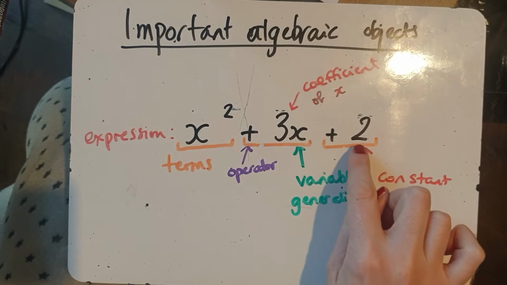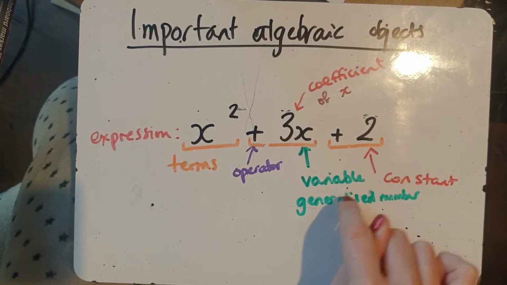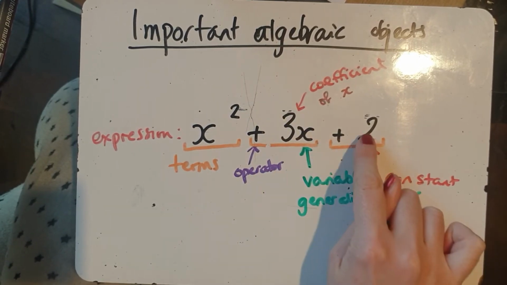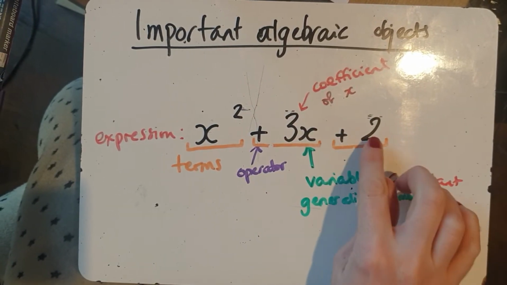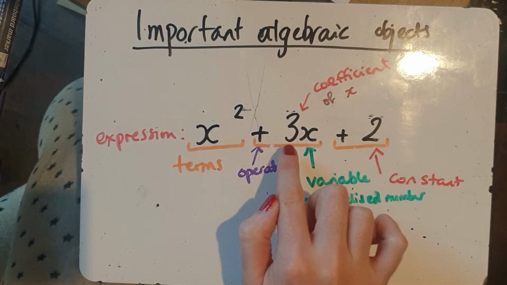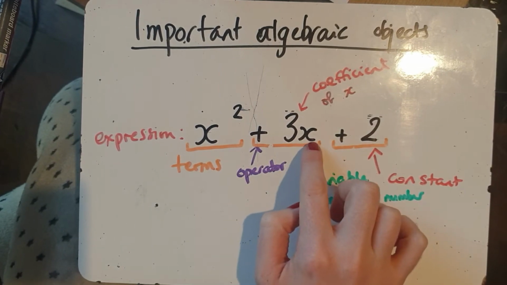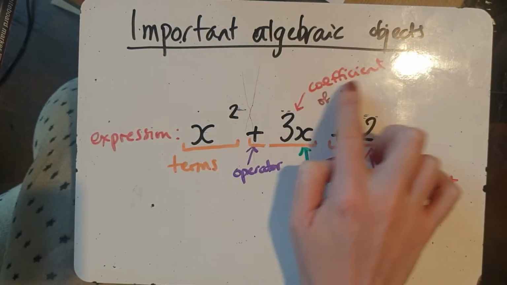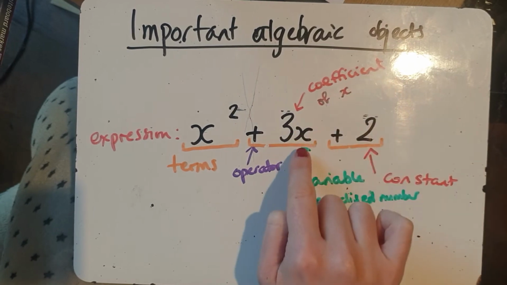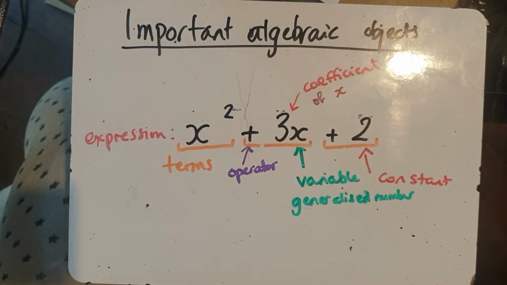And then this is a constant term. It is 2. It's called a constant because there is no variable. So this does not vary. It is constant at 2. It's always 2. So 2 is a constant. 3 on its own would be a constant, but it is attached to a variable here. So 3 becomes the multiplier or the coefficient of x, and x is a variable. So this term does vary.